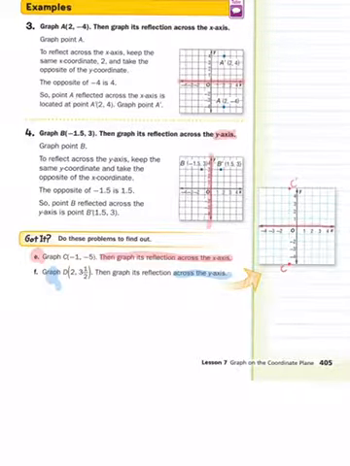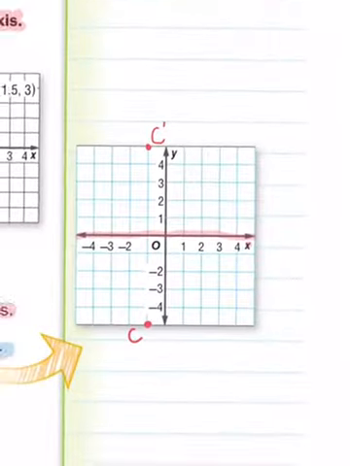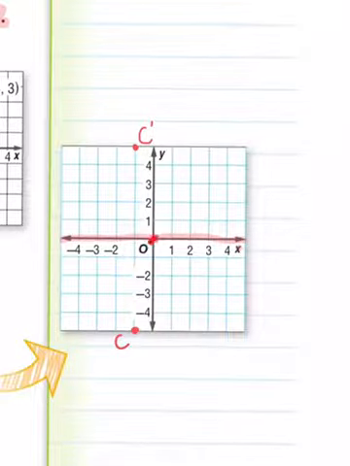So first I'm going to graph D at 2, 3.5. So let me zoom in. So I'm going to start at the 0. I'm going to go over to the 2 and up to the 3.5. So here's 3, so here's 3.5. So I'm going to put a dot right there. And that's point D.